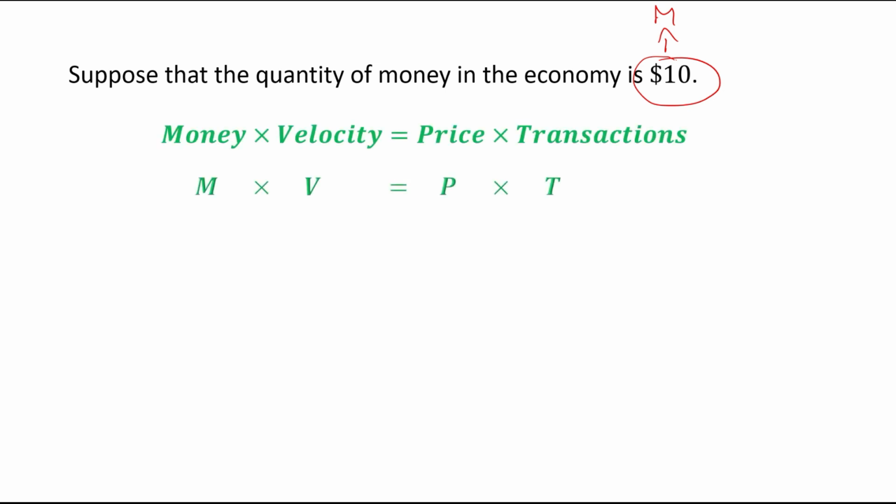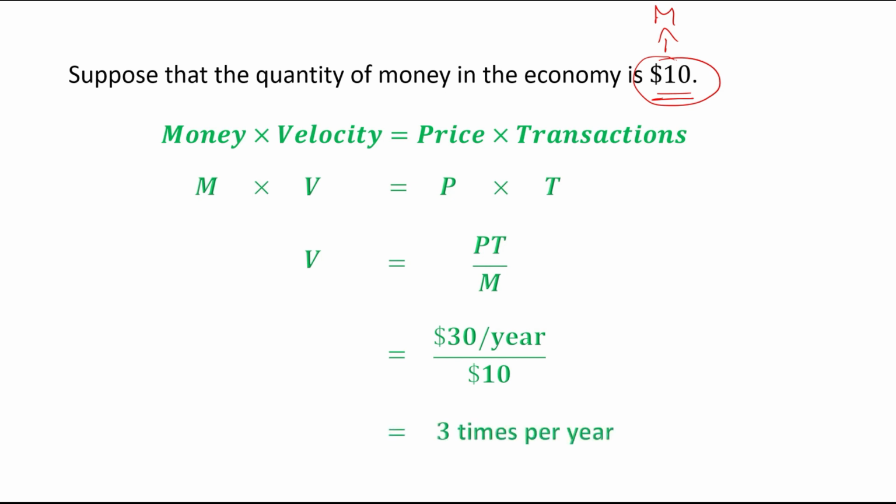Suppose that the quantity of money in the economy is $10. So we are assuming that this $10 is the quantity of money in the economy, which is represented by M. Here we have this quantity equation. By rearranging this quantity equation, we can compute the velocity as PT upon M, right? In the next step, we can write $30 per year, which we have already calculated as PT, the dollar value of all the transactions, upon M. M is assumed as $10. So in the next step, we can write 3 times per year.